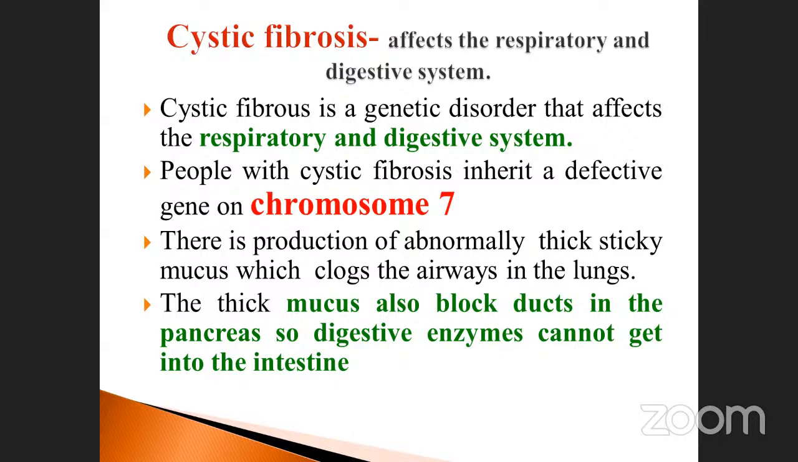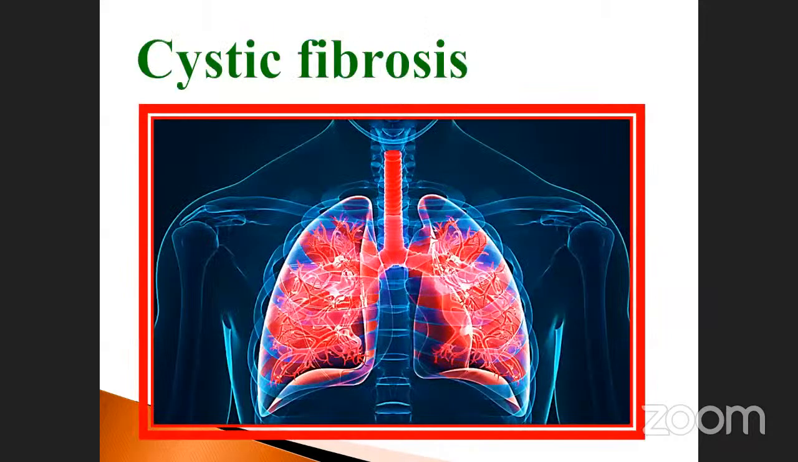As a result, what happened? It cannot get into the intestine. It will not enter into the intestine, particularly in the digestive system, and mucus also blocks the duct in the pancreas. Okay, so these are the products. Already we saw this one. Okay, cystic fibrosis blocks the passage of air. As a result, it reduces the path, so we cannot breathe properly. Okay, this leads to the genetic disorder, chromosome number 7.